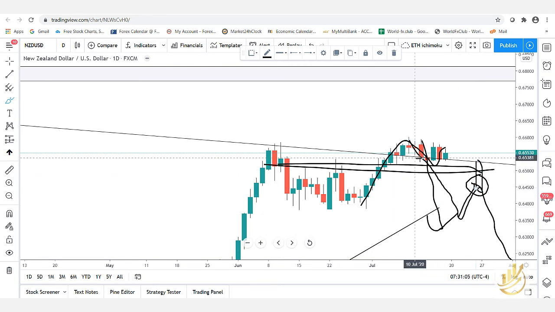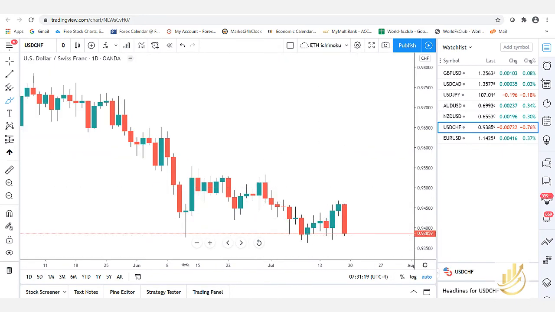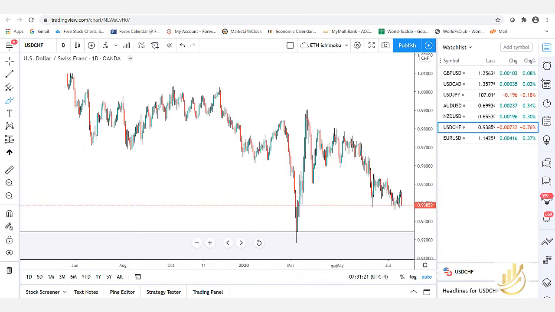So that's what I'm saying. If you want to take a reversal trade, if you want to go with the market structure, always wait and be patient, and let's see what market has to give you. Okay, USD CHF, what is USD CHF telling us?